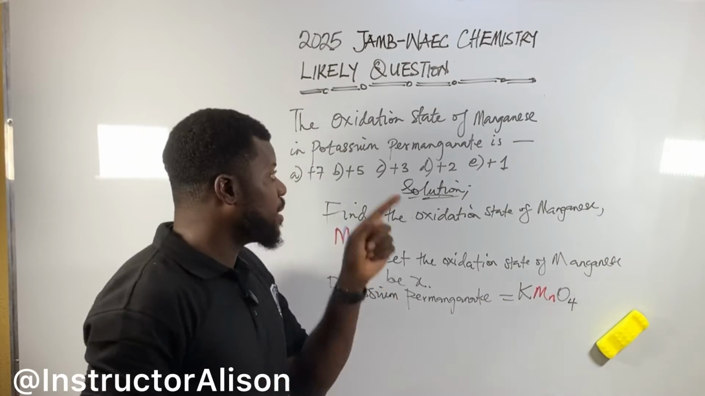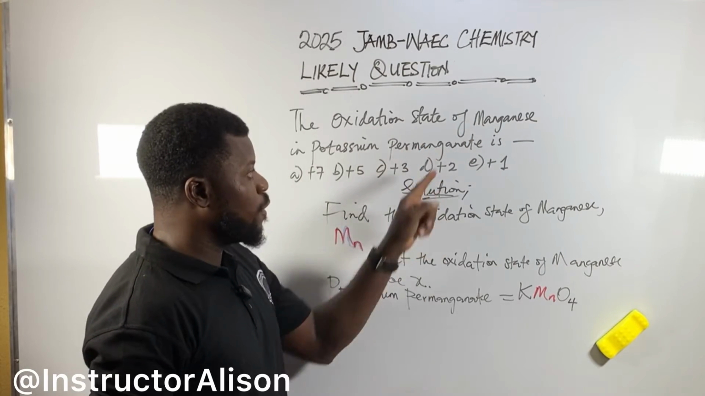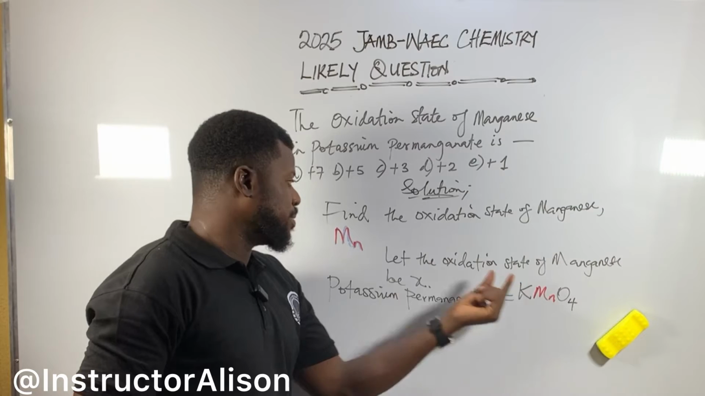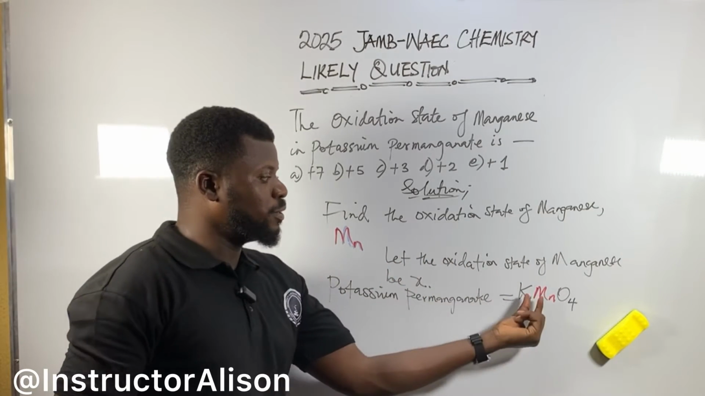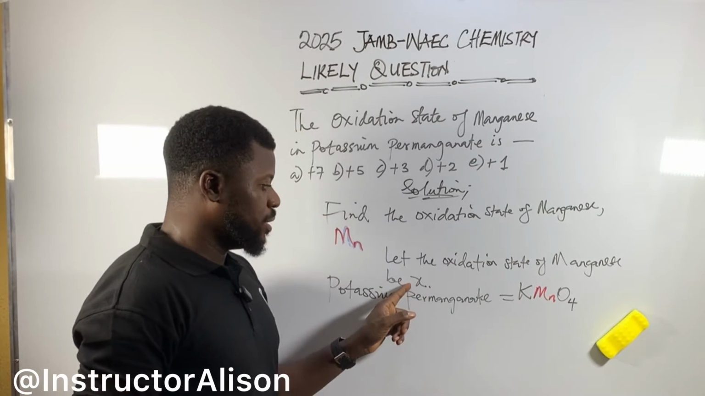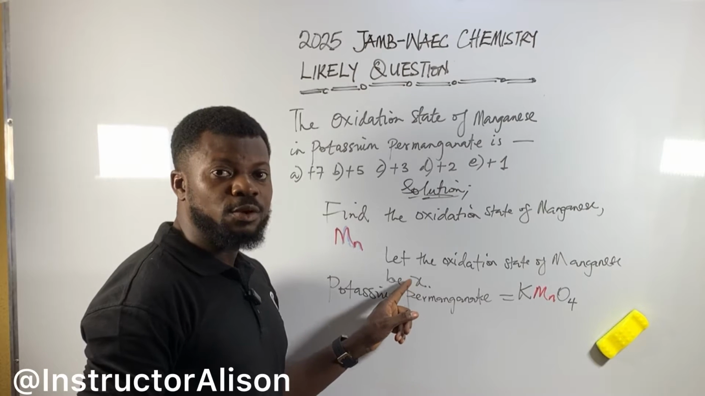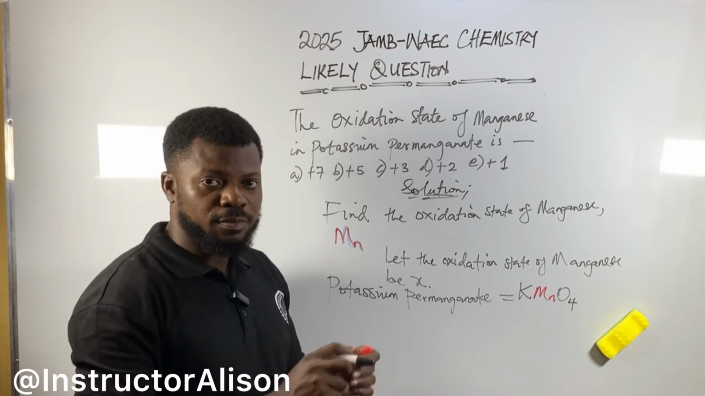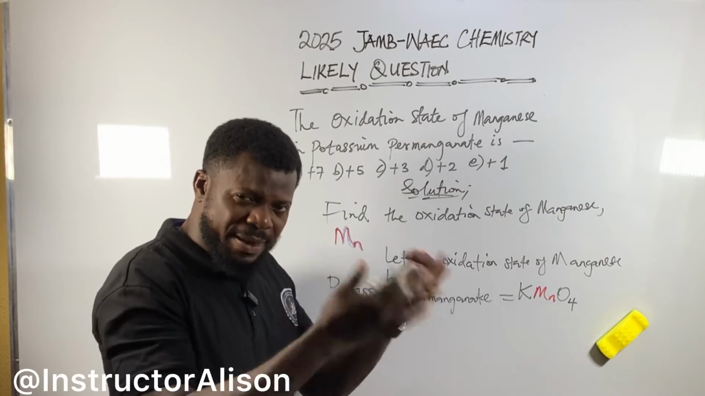They say make you find the oxidation state of manganese. Make you find this guy. You see this guy now, we can represent am with X. That means in place of this guy now, we go dey replace am with X. And when we find X, the value of X, na im be for the manganese. Make you do am quick. I will show you step by step.